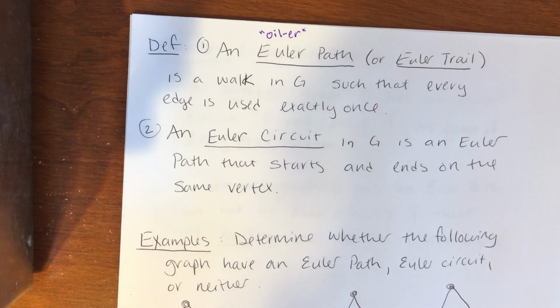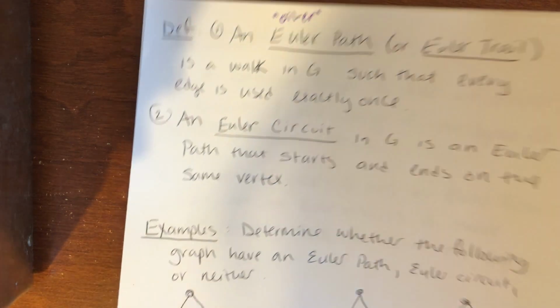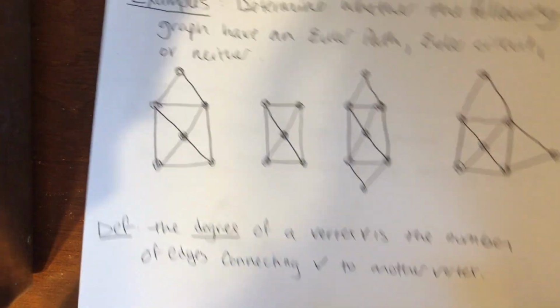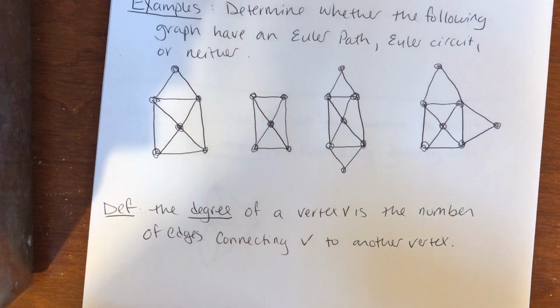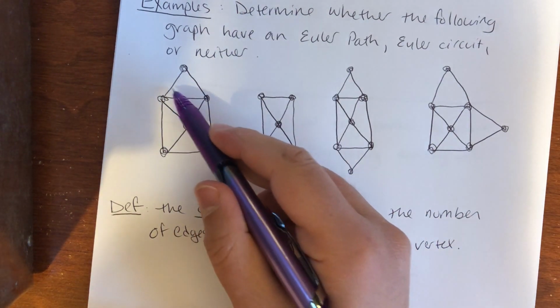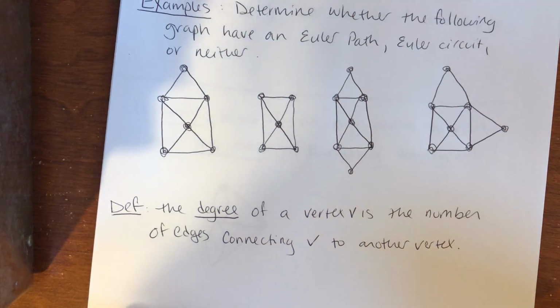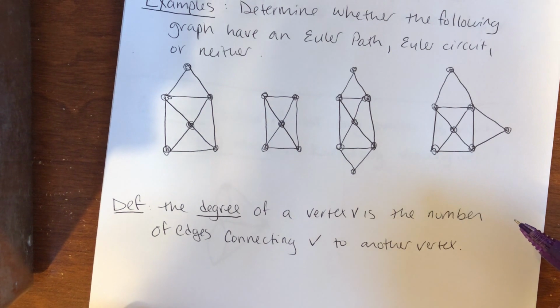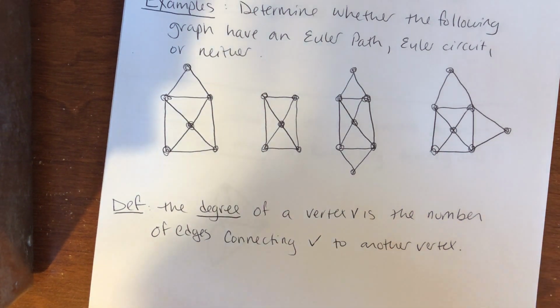is used exactly once. And an Euler circuit is just a special type of Euler path that starts and ends on the same vertex. So if we look at some examples, you can see that some graphs have Euler paths and others don't. That Königsberg graph probably doesn't, or it seems like it doesn't. We weren't able to find one. But if we played around with these other graphs for a little bit, we would find that some of them have Euler paths, some have Euler paths and circuits. A circuit is an Euler path. And some don't. Some have neither.